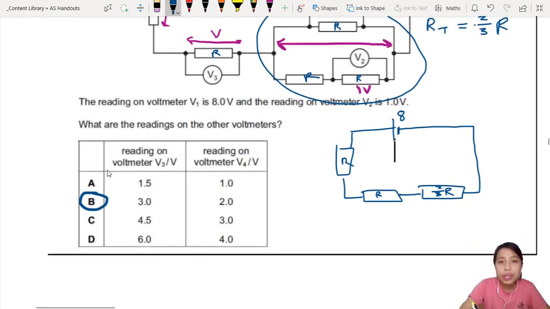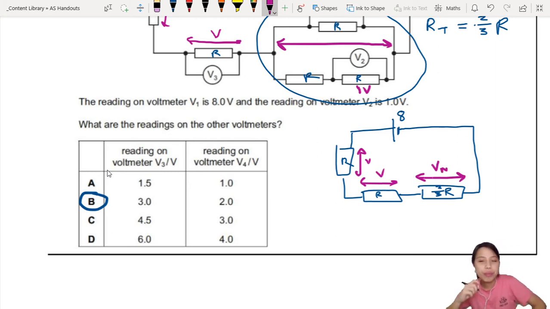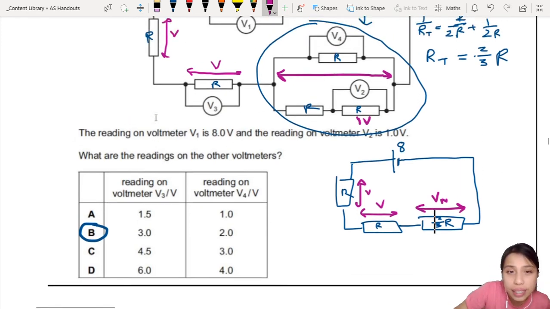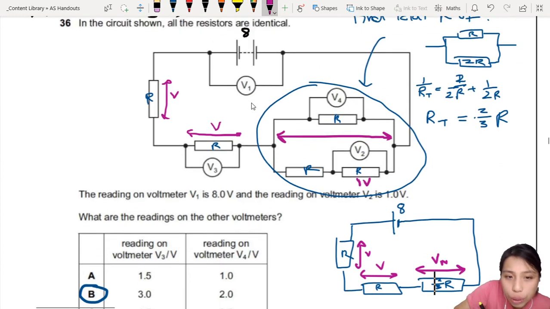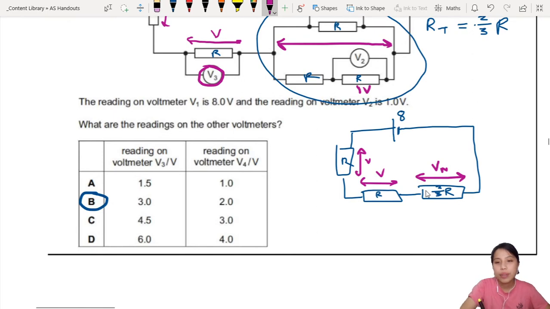And we're trying to find the reading of voltmeter. So we know these two confirm the same. V and V. This one, we don't know what it is. Let's call this V, V3, I just chose the alphabet. So you might feel stuck, but don't worry, we know ratios. In fact, we can straight away use ratios to find this V3 already. Okay, this one right here.